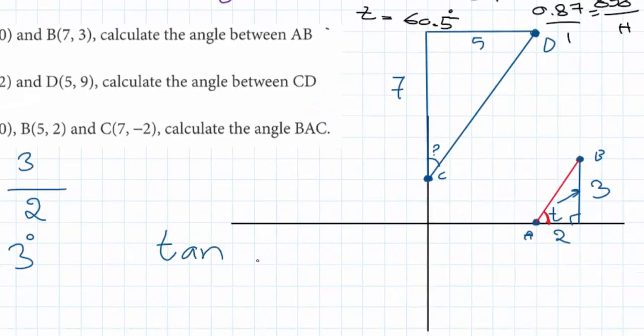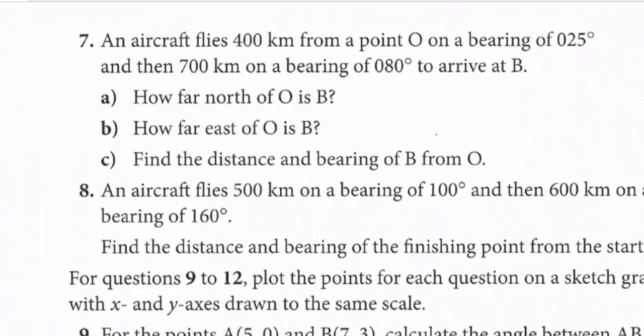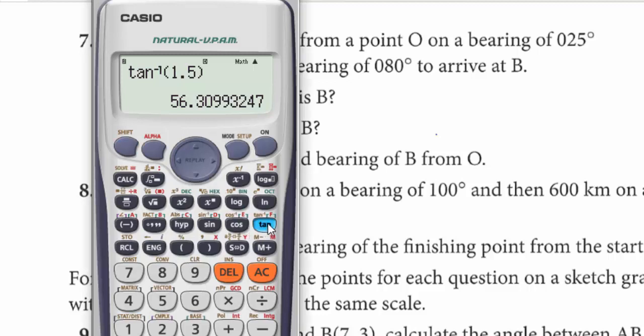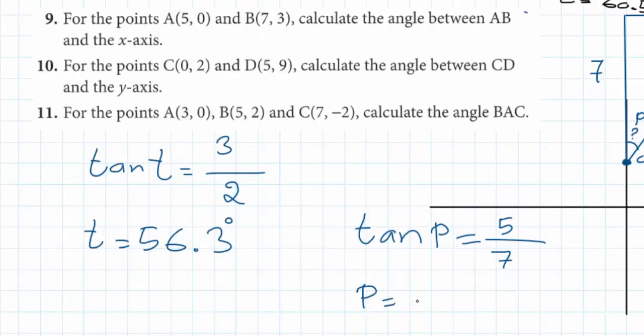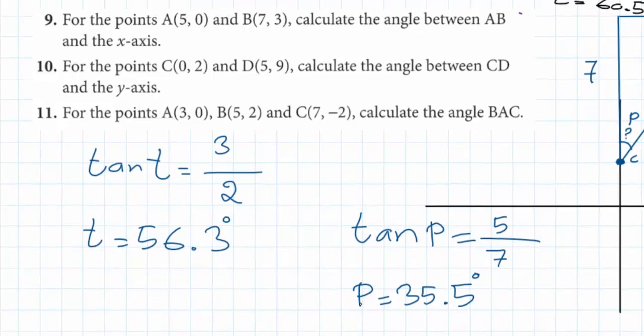This is for question 10. Tan of, let's name this angle P. Tan of P is equal to opposite over adjacent, 5/7. Now we need to use tan inverse to get P. Tan inverse of 5/7. It's 35.5. Angle P is 35.5 degrees. This is the answer of question 10.